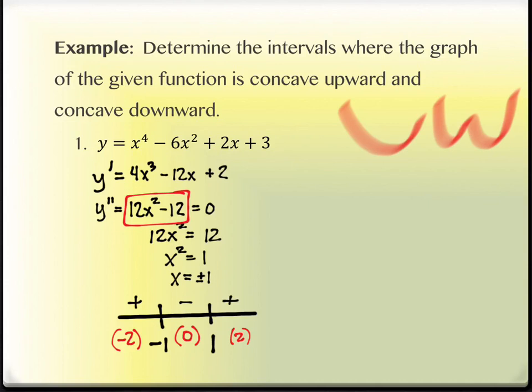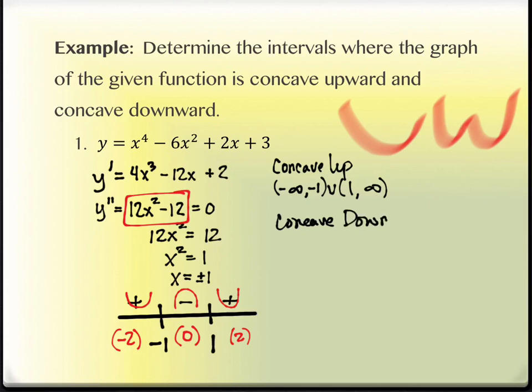These positives and negatives do not tell me increasing or decreasing, because I did this from a second derivative. They tell me concavity. In some sense, the positive means that it's like this, it holds water. And the negative is like this, it sort of dumps out the water. And the positive is, again, holding water. So my concavity is that it's concave up from -infinity to -1, and then again from 1 to infinity. And it's concave down from -1 to 1.